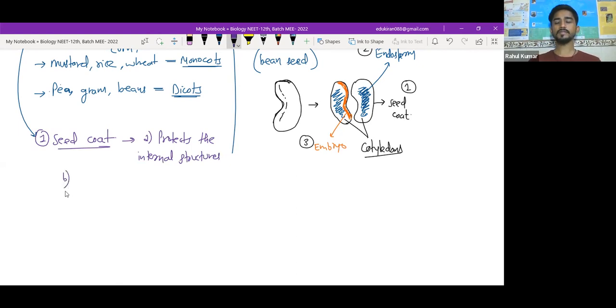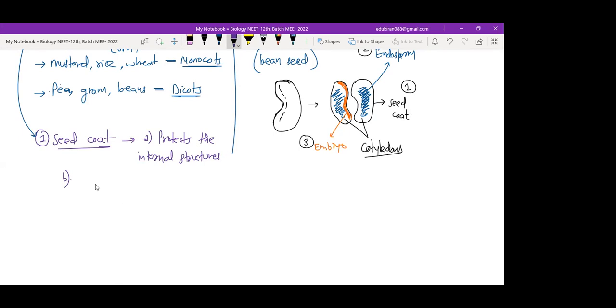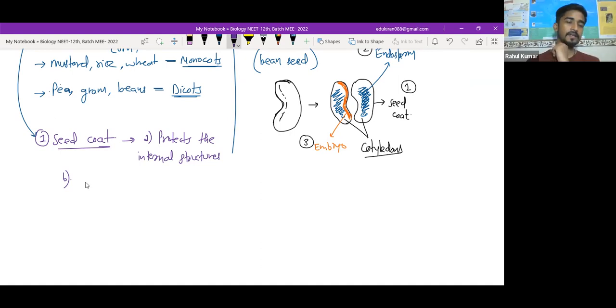Apart from protection, what does the seed coat do? What do you think? Just protection? The seed coat is a tough covering, right? Yes. Write down, the seed coat is a rigid protective covering which has two layers. Every seed coat has two layers. Do you know what these two layers are?